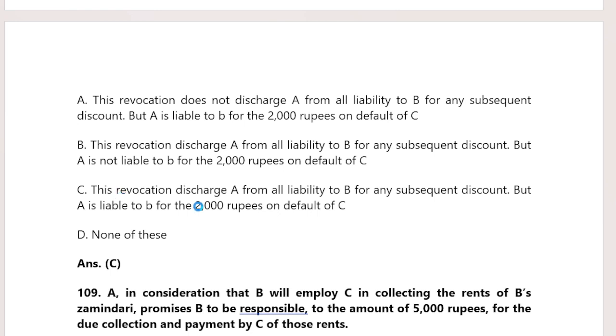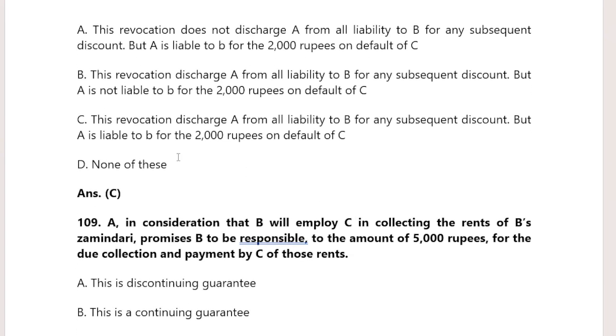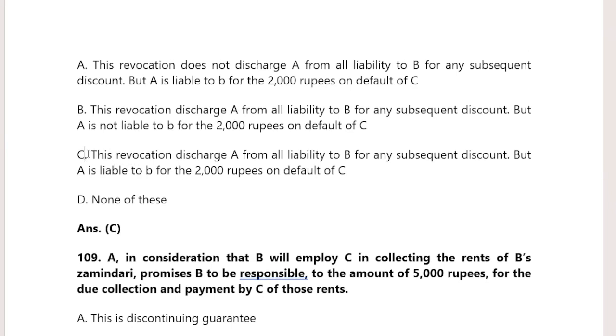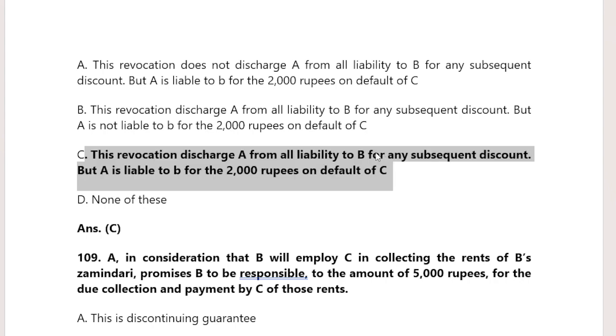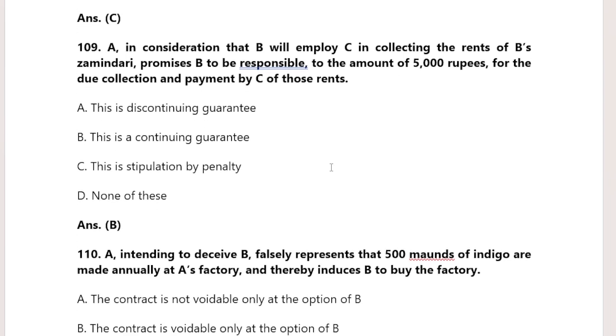And option C is: the revocation discharges A from all liability to B for any subsequent discount, but A is liable to B for 2,000 rupees on default of C. Then option D is none of these, and option C is the right answer. The revocation discharges A from all liability to B for any subsequent discount, but A is liable to B for 2,000 rupees on default of C.